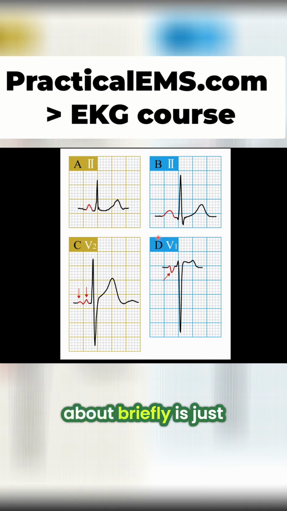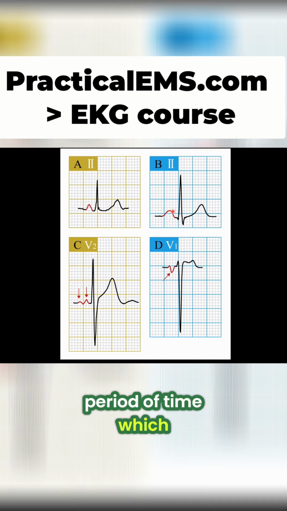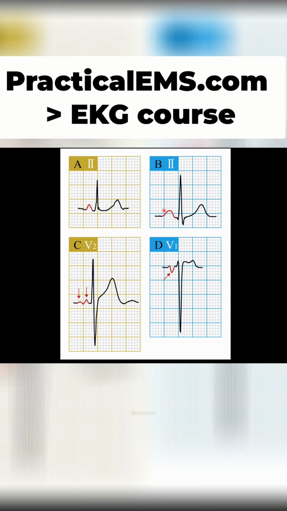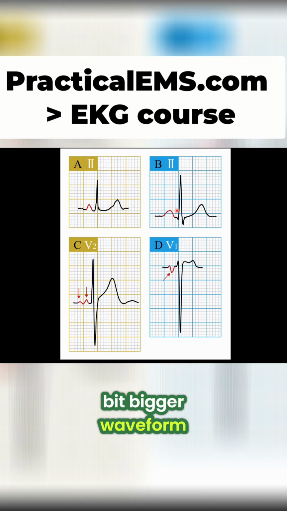So next we'll talk briefly about atrial enlargement. Here we have a normal P wave, and when you have right atrial enlargement, you have a longer duration P wave. It just takes up a little bit longer period of time, which makes sense. If the right atrium is a little bit bigger, it's going to create a little bit bigger waveform.